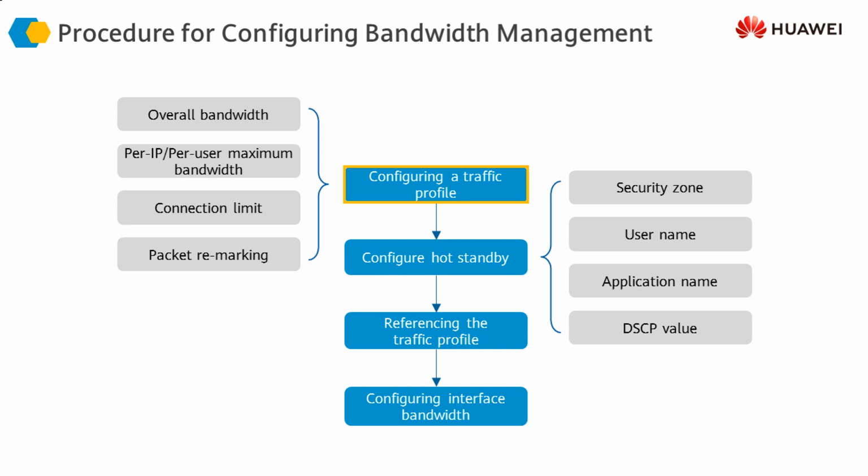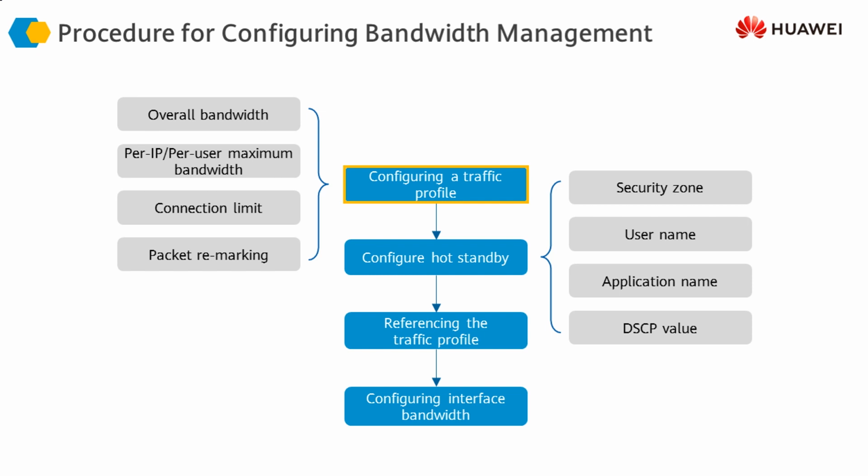When we are configuring a traffic profile, the configurations that we do include configuring the overall bandwidth, configuring the per user or per IP bandwidth, configuring the connection limit, and packet remarking or marking the DHCP value on a packet. Once we've configured the traffic profile, we then configure the traffic policy.